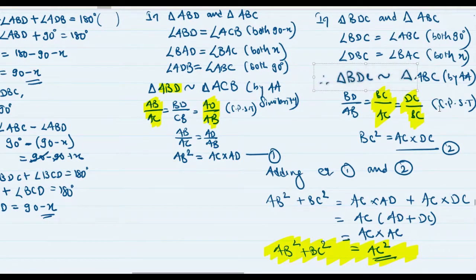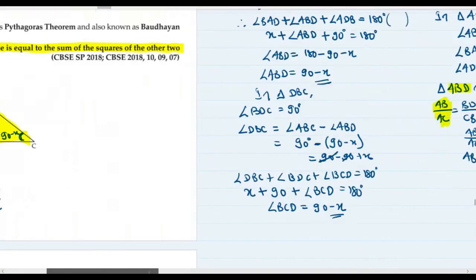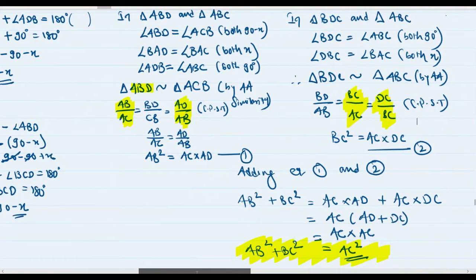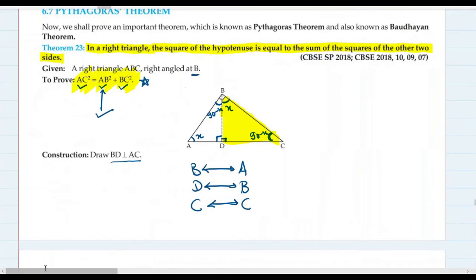Okay, great. So this is the main proof. According to the diagram, we first found the values of angles and then we proved two pairs of triangles similar to each other, and the ratios which we got, we cross multiplied, got the value of AB square and BC square, and added both the equations to get our Pythagoras theorem. So I hope you understood how to prove Pythagoras theorem. This was the proof of Pythagoras theorem using similarity.